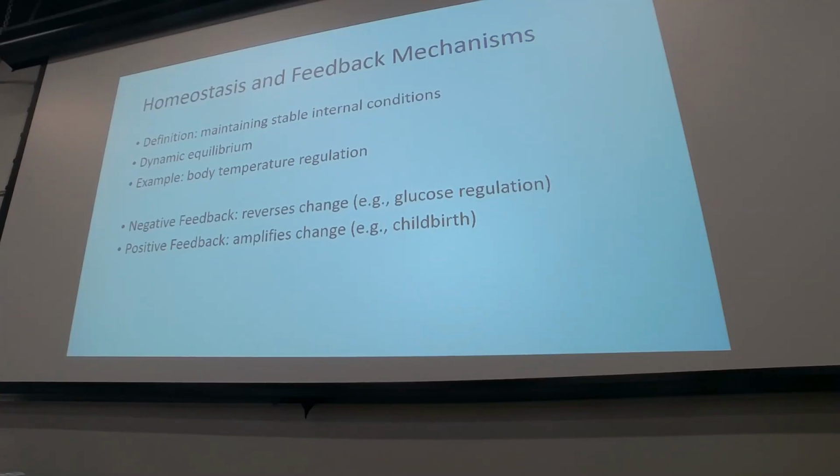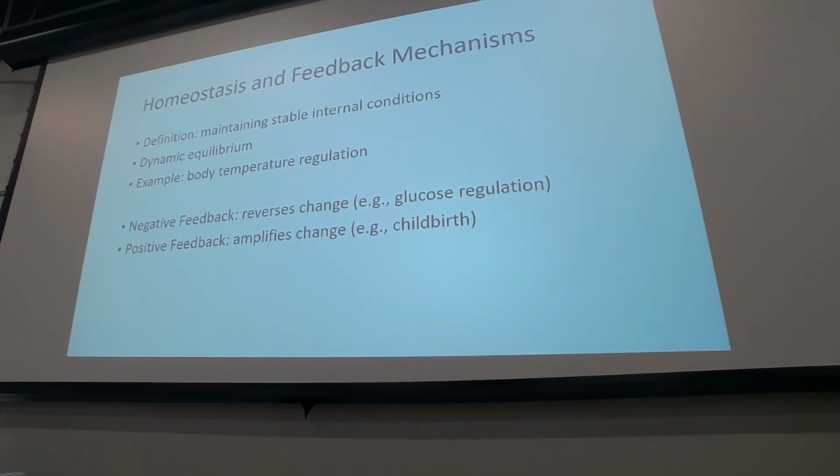Negative feedback reverses the changes. You receive information through a receptor. That information is the stimulus. Then you send this signal to a control center. It can be the body temperature center in the hypothalamus in our brain, or any control center that we have in the body. Typically, they are located in the brain.